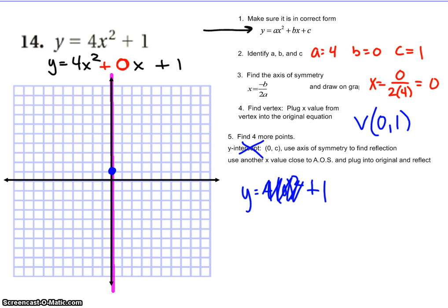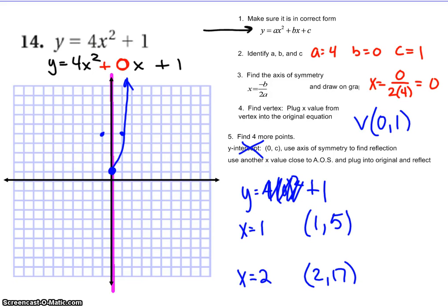Now, in this case, I've already found my y-intercept, so I have to do a little more work. What I'm going to do is check when x equals 1 and when x equals 2, because if I find when x equals 1, I can reflect it to get another point. Same thing with 2, so there'll be my 5 points. So when I plug in 1, 1 squared is 1 times 4 is 4, plus that 1 is 5. So I get a point at 1, 5. Reflect it over. When I plug in 2, I'm going to get 4, I'm going to get 16, I'm going to get 17. Doesn't fit. So in this case, I'm going to have to just get by with those 3 points.